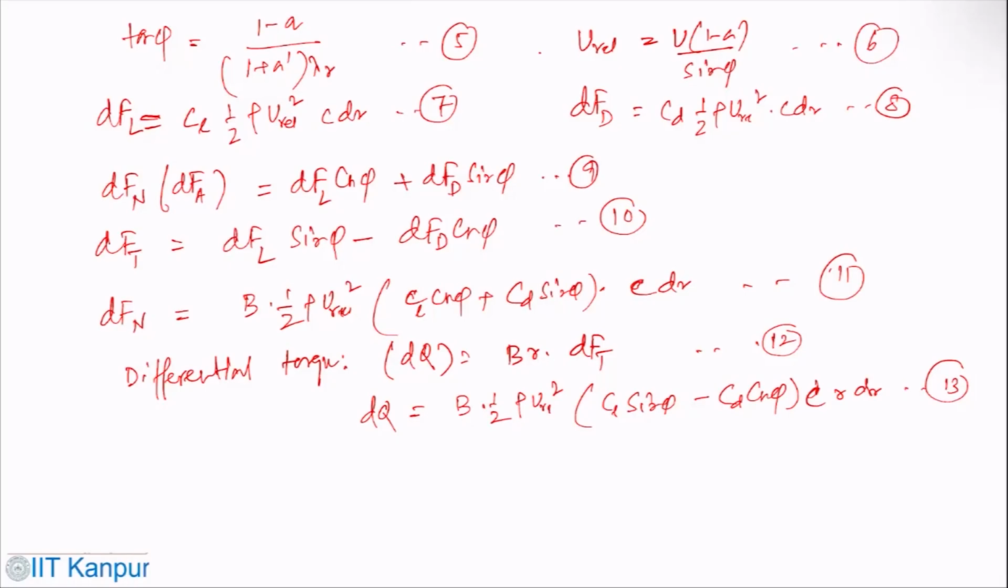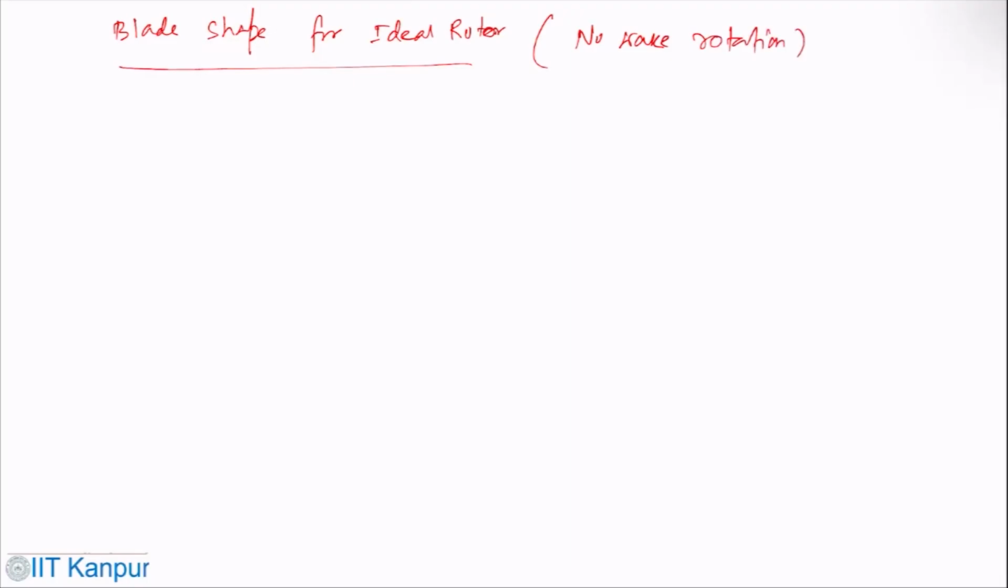Now what we want to look at is blade shape for an ideal rotor. In this case we say that there is no wake rotation. So we can combine the momentum theory relations with those from the blade element theory to relate blade shape to performance. Since the algebra can get complex, a simple but useful example can be discussed.